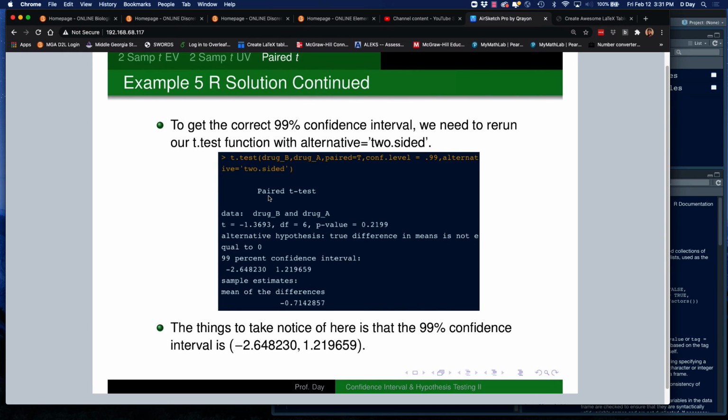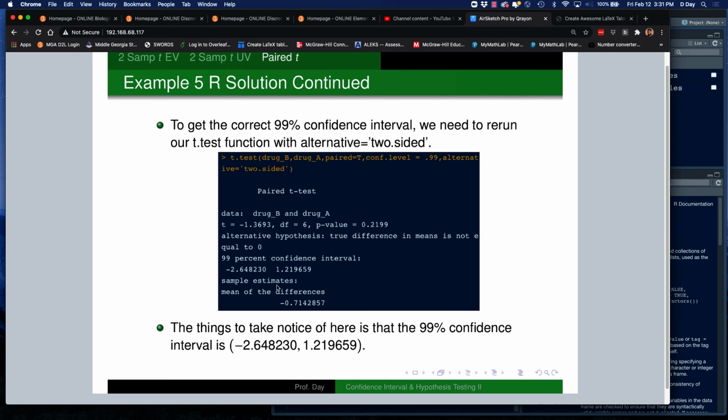So I've got negative 2.64 right here to 1.219. I kind of expected this because we did not reject, even though it was a one-sided test. Notice the p-value if we'd done a two-sided test. In other words, if we were trying to prove that the difference between the two populations wasn't equivalent to 0, we would not reject that either. So we couldn't prove that they weren't the same.